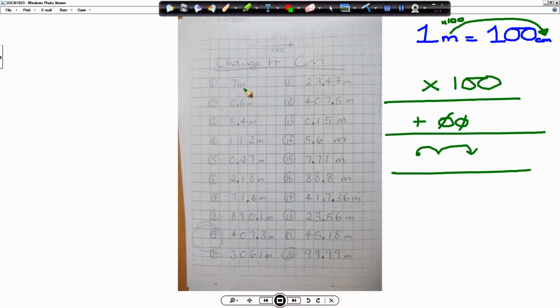7 meters. I have to times it by 100. So what do I do to that one? I simply add 2 zeros onto it. And so the answer is 700. Okay, you write your answer underneath, please, yeah?